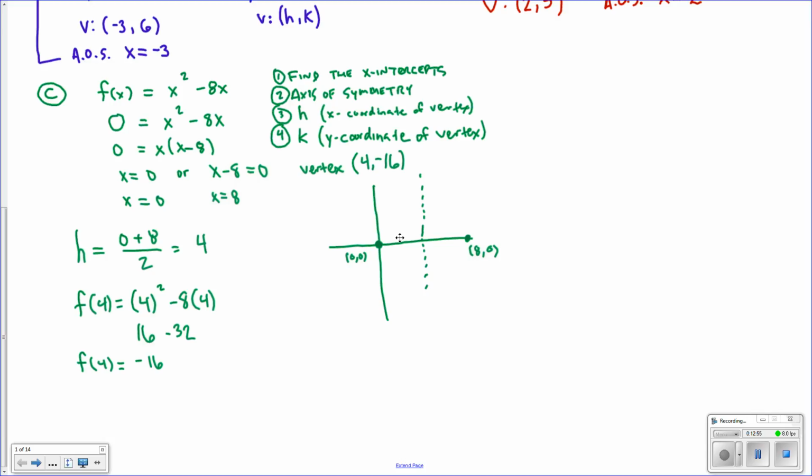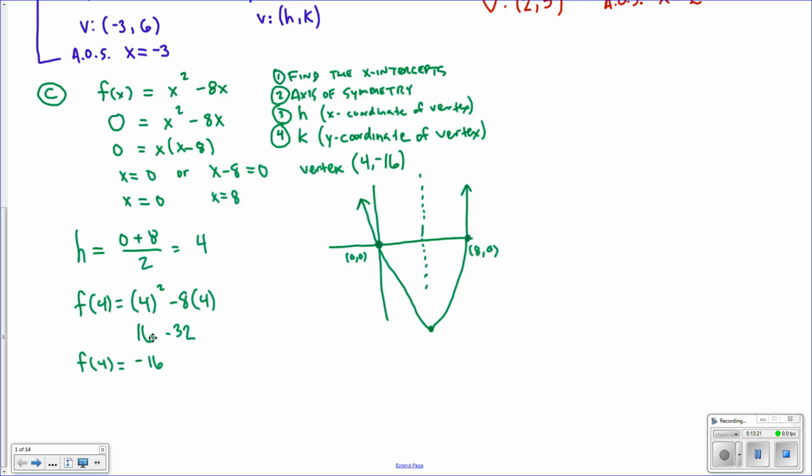What does that do for us? Well, we know we're at 4. We're down here at negative 16. You'll see our parabola would just go up like this. So the last step is we still need to figure out our equation, and then have our vertex and our equation for the axis of symmetry.